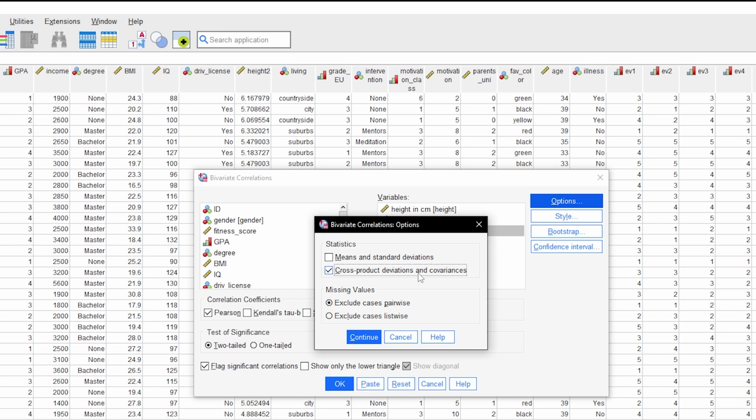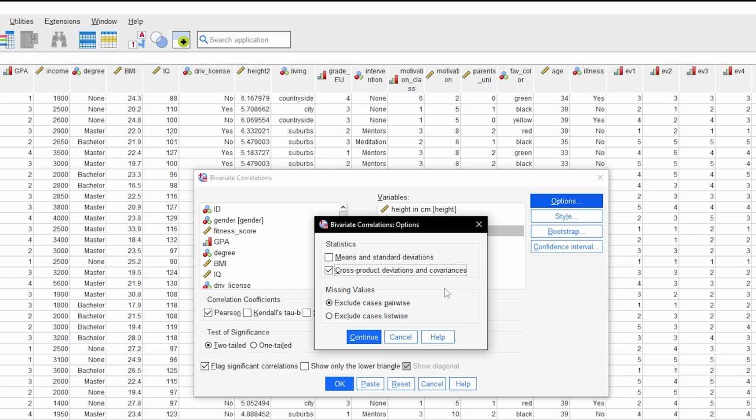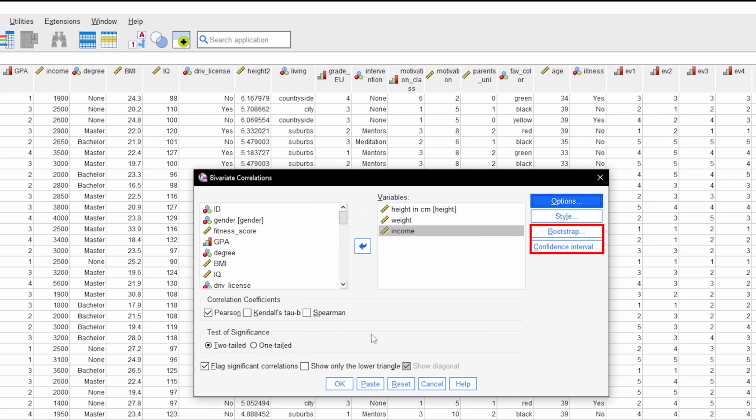In regard to missing values, you have the choice of pairwise or listwise exclusion. The latter only comes into effect if you correlate more than 2 variables. Listwise means that rows with any missing values are removed entirely from calculations. Depending on the analysis you run, this can be useful. Bootstrapping and confidence intervals are usually not required, but can be requested under the respective buttons.